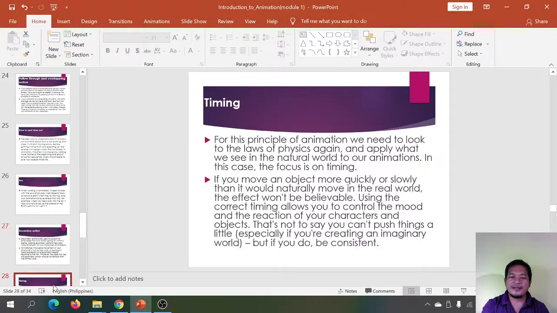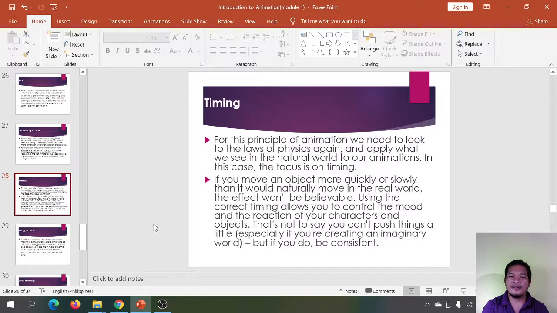The next is the timing. For this principle of animation, we need to look at the laws of physics again and apply what we see in the natural world to our animations. In this case, the focus is on timing. If you move an object more quickly or slowly than it would naturally move in the real world, the effect won't be believable. Using the correct timing allows you to control the mood and the reaction of your characters and objects. That's not to say you can't push things a little.